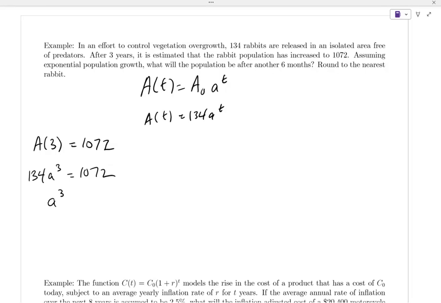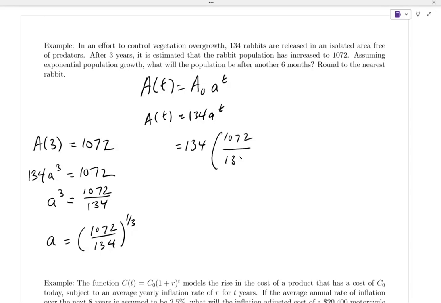Divide. And then take the cube root. Cube root I can write as a 1/3 power. So that when I go back in here and plug it in for a, I would multiply by exponents again, right? You'd have a 1/3 power and then raised to the t power. So I can write this as 134 times (1,072 over 134) to the t over 3 power.